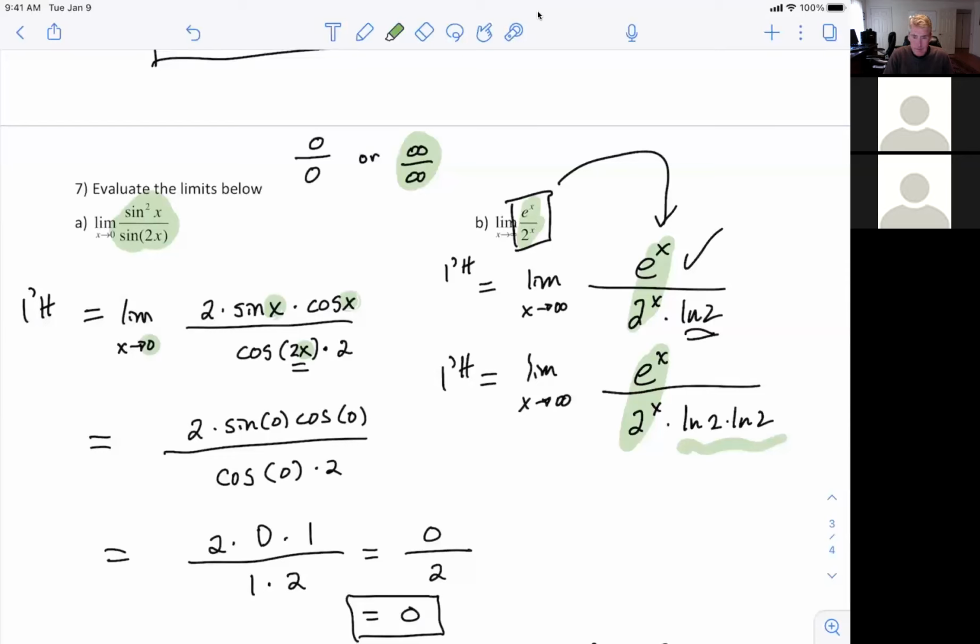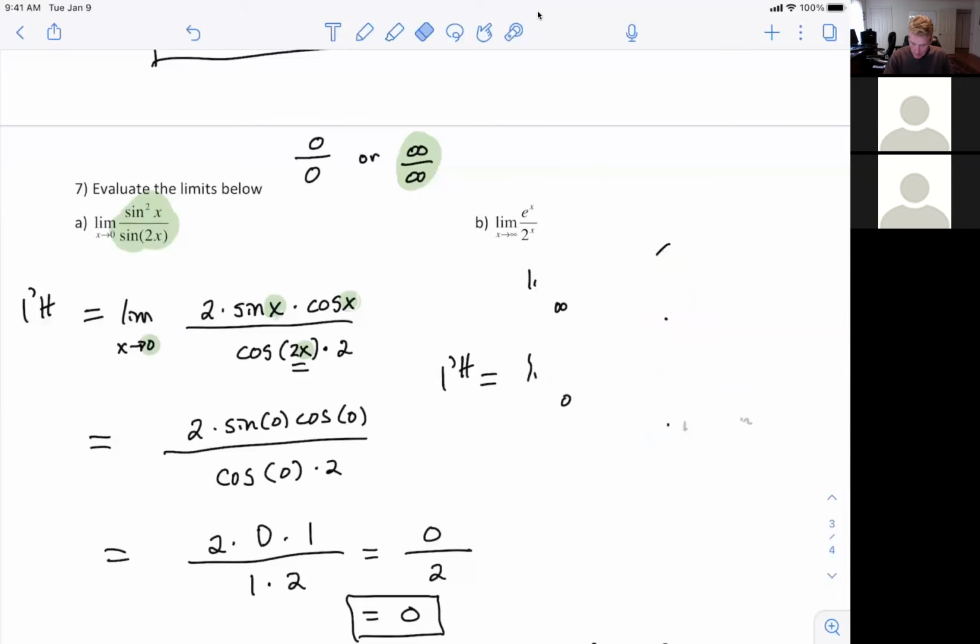What else could we do? Okay, L'Hopital's rule is fun, but it can't solve everything. So we have to think of another way to do this.